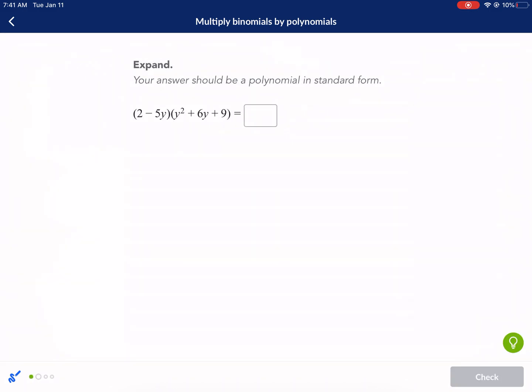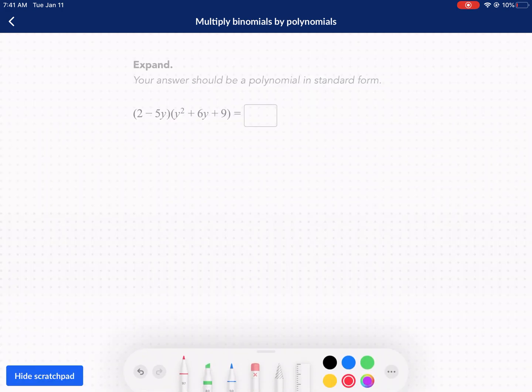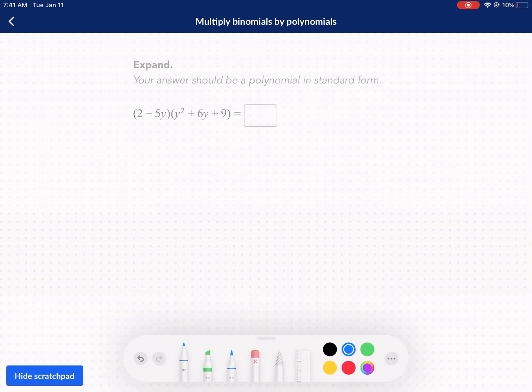Same thing here. This time the binomial is written first, so it's going to be a little bit easier for us, but it's the same process. We're going to distribute this 2 to all the terms inside this trinomial, because there are 3 terms. And we're going to do the same thing with the negative 5y, distributing to all 3 terms. So we're going to start with the 2.